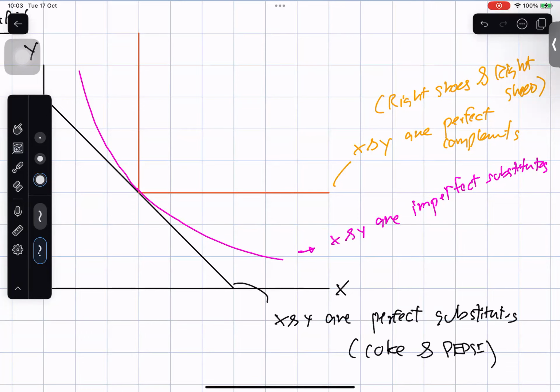Two more slides. We will say goodbye to the room number one, about preference, where we utilize indifference curves to describe consumers' preferences.